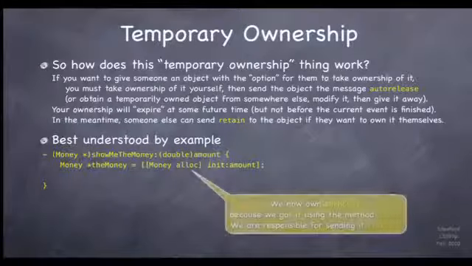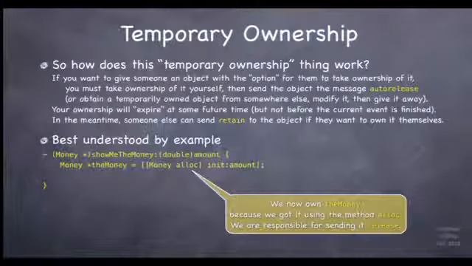First I'm going to create the money. Money equals Money alloc initWithAmount. I've asked the Money class to allocate some space for it and to initialize it. Now, after this line of code, we own the money, because we called alloc, which is one of the three special words. Now we're responsible for releasing it. If we don't release it, this memory will leak. It will never get freed out of the heap, ever. So we have to release this thing.